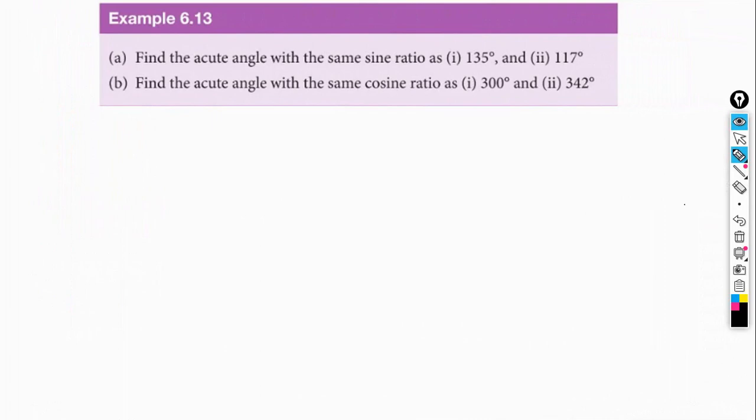Next, we have example 6.13. And for part A, it says, find the acute angle with the same sine ratio as 1, 135 degrees, and 2, 117 degrees. Part B says, find the acute angle with the same cosine ratio as 1, 300 degrees and 2, 342 degrees.